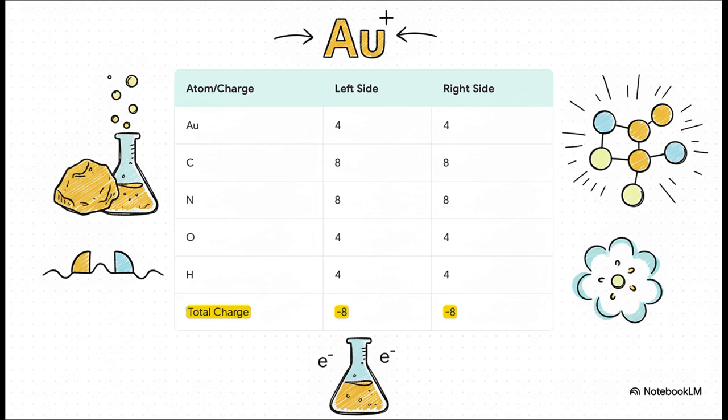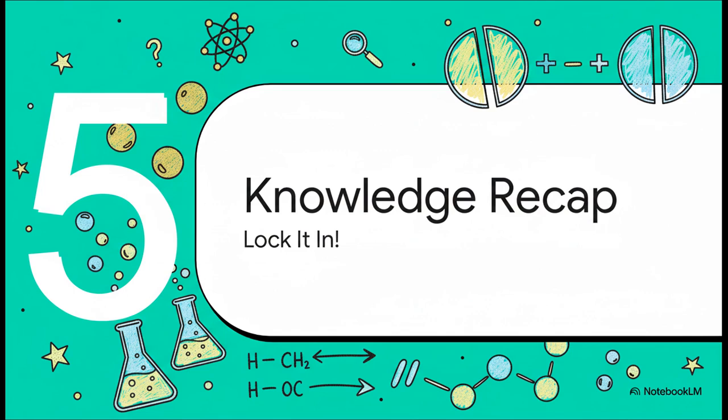Check. 8 carbons on the left, 8 on the right. Check. 8 nitrogens on the left, 8 on the right. Check. 4 oxygens, 4 oxygens. Check. 4 hydrogens, 4 hydrogens. Check. And the big one, the total charge, it's -8 on the left and -8 on the right. It is absolutely perfectly balanced. We did it. Wow, that was quite a journey, wasn't it?